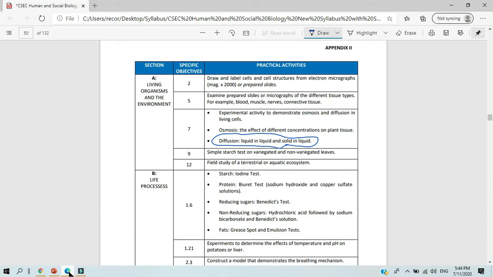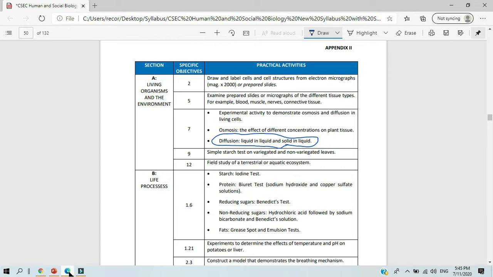So this is Appendix 2 and it carries a number of practical activities that are to be covered for the Human and Social Biology syllabus. These are not the activities that will be assessed for the SBA, but of course these activities could be found or will be found on the examination paper. The SBA component, as it were, for Human and Social Biology will take the form of a research.